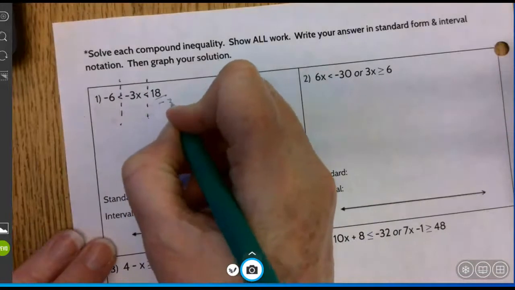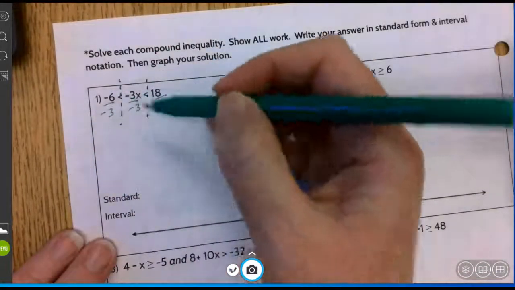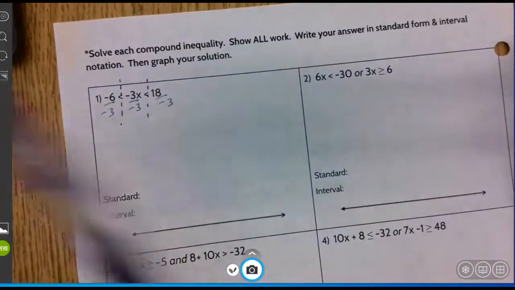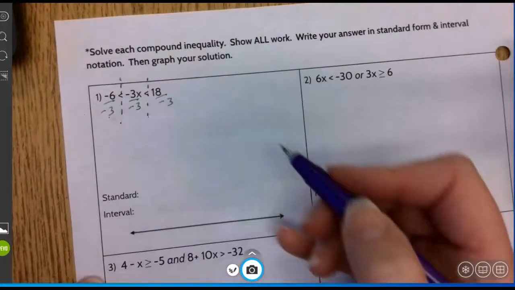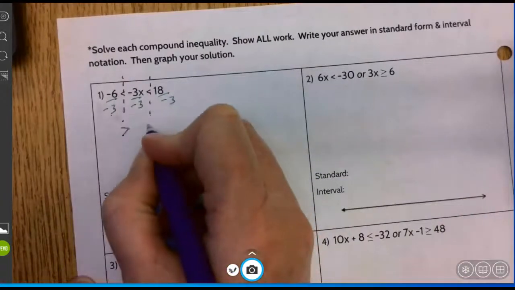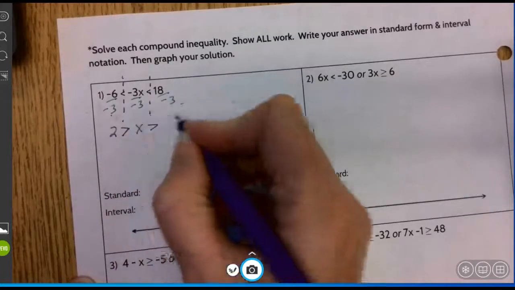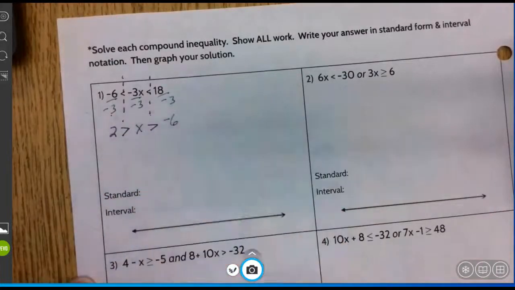But you're going to divide every single section by -3. So see, we keep them in sections. So then I'm going to have -6 divided by... whoa, whoa, whoa. We're dividing by a negative. Our inequality sign switches to go the opposite direction. So I get 2 is greater than x, which is greater than -6.